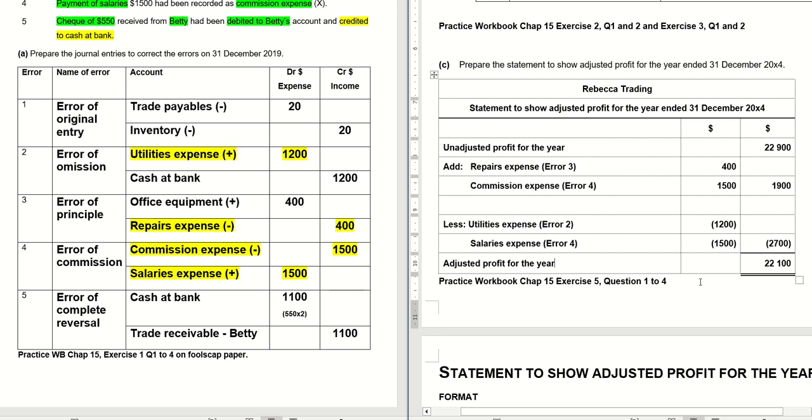All right. So you can pause me now and copy this down into your notes.